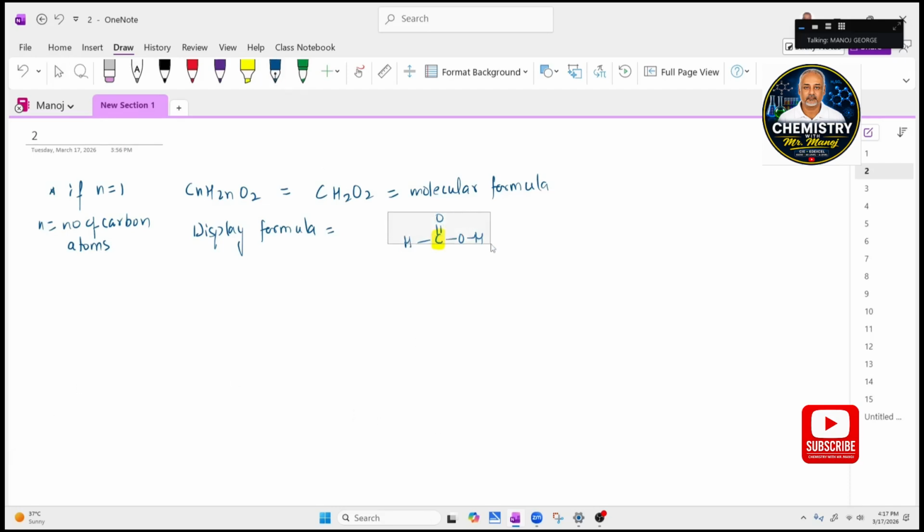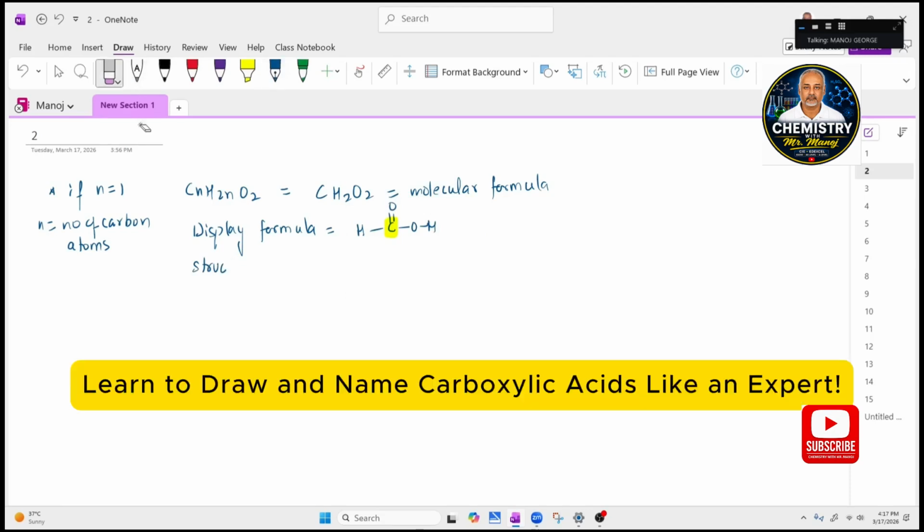Now once you have the display formula, you should be able to convert this into the structural formula. So when they say convert this into the structural formula, how do you do that? The structural formula just means copy it down as it is, don't show any bonds in between. So just say HCOOH, that's it, and you're done. And then they'll ask you, what do you think is the name of this compound?